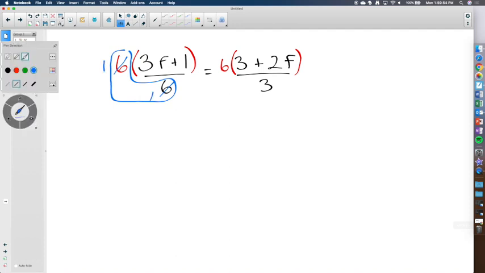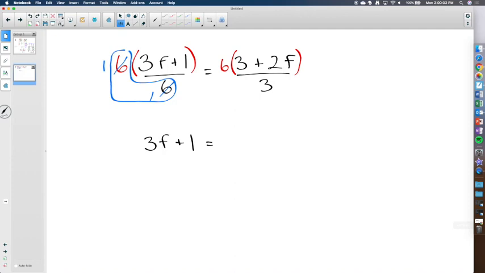So what I'm left with on the left-hand side of my expression is 3f plus 1. That's actually nice and simple. I've got no fractions this time.